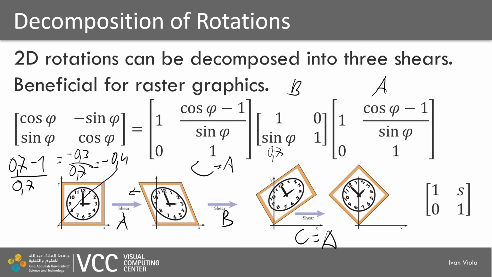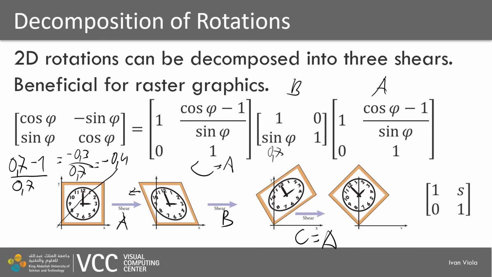But we are now expressing the rotation and angles by the shear factors. And the term here is again minus 0.4. So these three shear factors, concatenated together, will form a rotation.